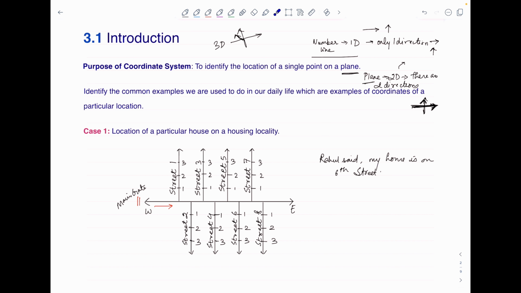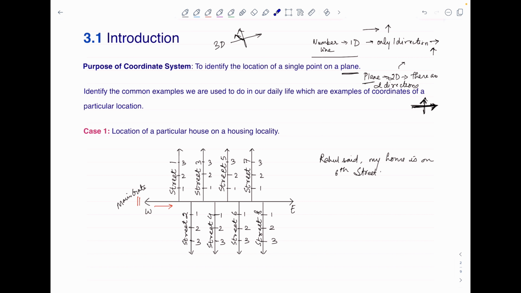So you cross the gate, then you reach 1st Street, then 2nd Street, then 3rd Street, then 4th Street, then 5th Street, then 6th Street. You reached 6th Street, but you didn't find Rahul's house there.